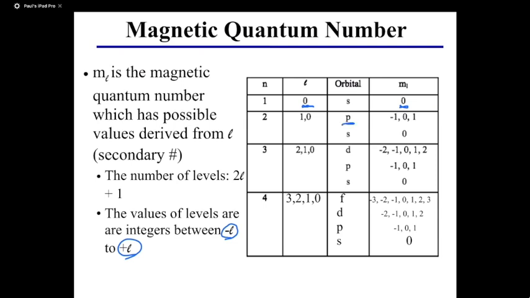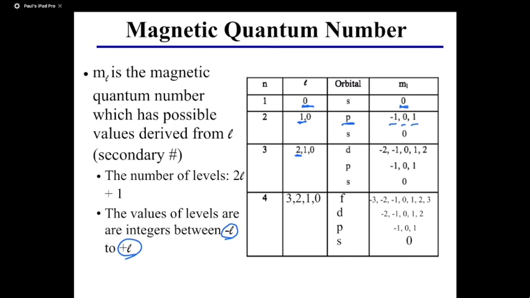The level P has a numerical value of 1. It is possible numbers are from minus 1 to 0 to plus 1. That's where minus L to plus L. It has 3 shapes. One of those shapes is minus 1, one of those shapes is 0, and one of those shapes is plus 1.